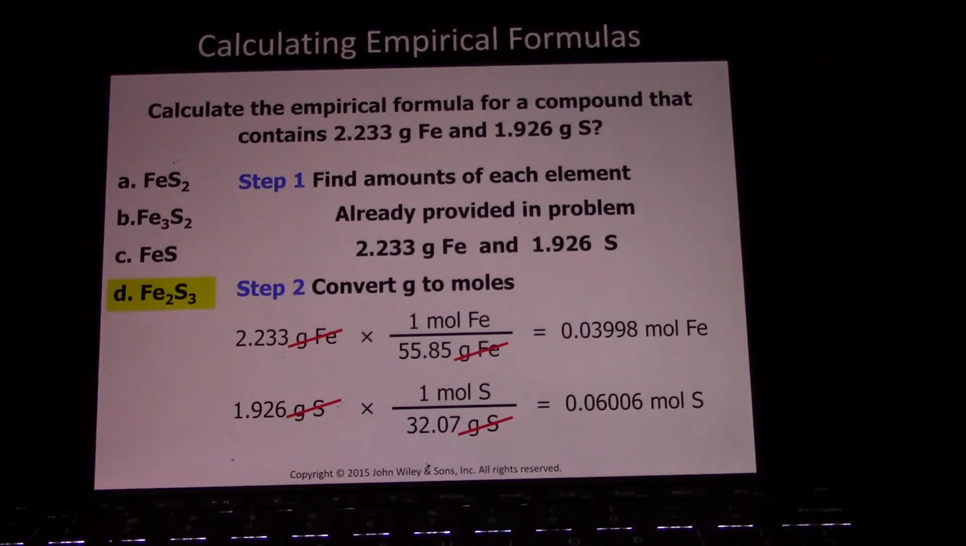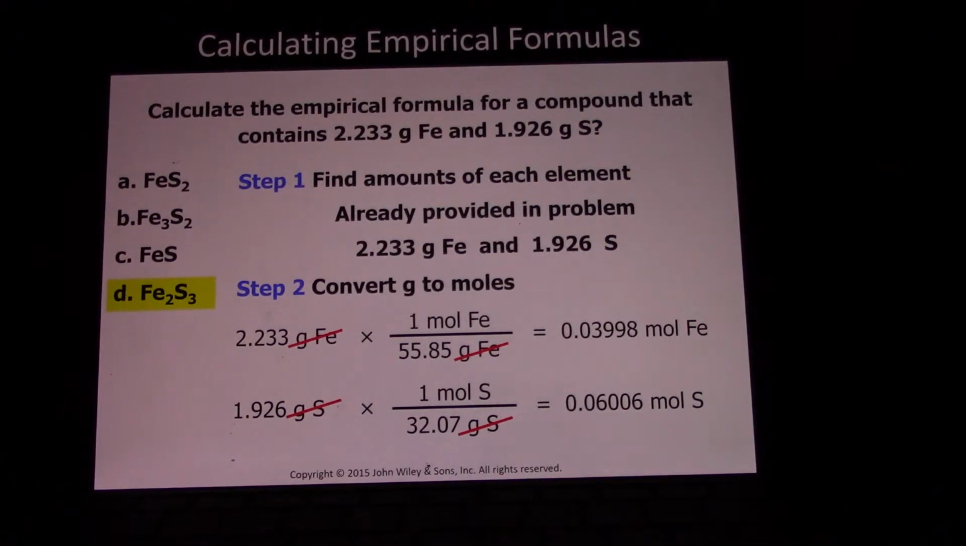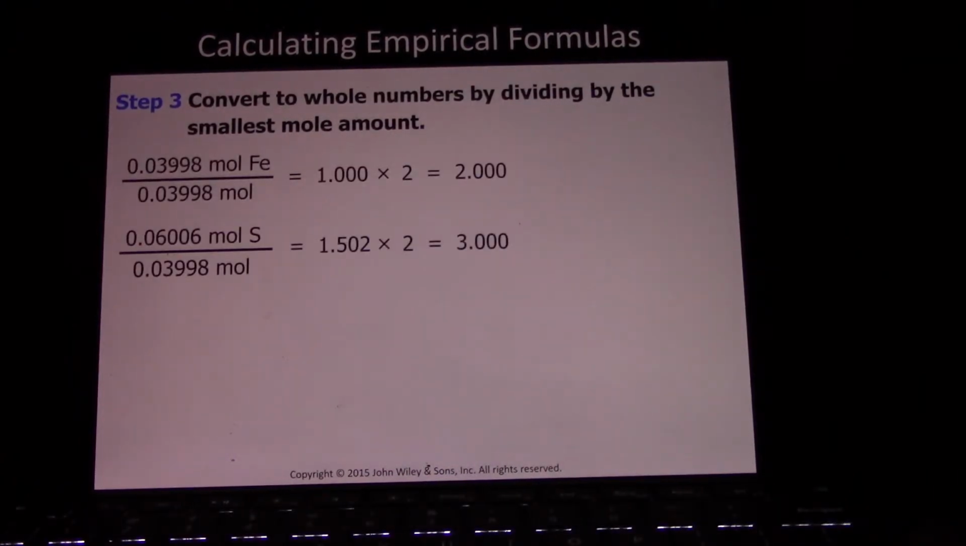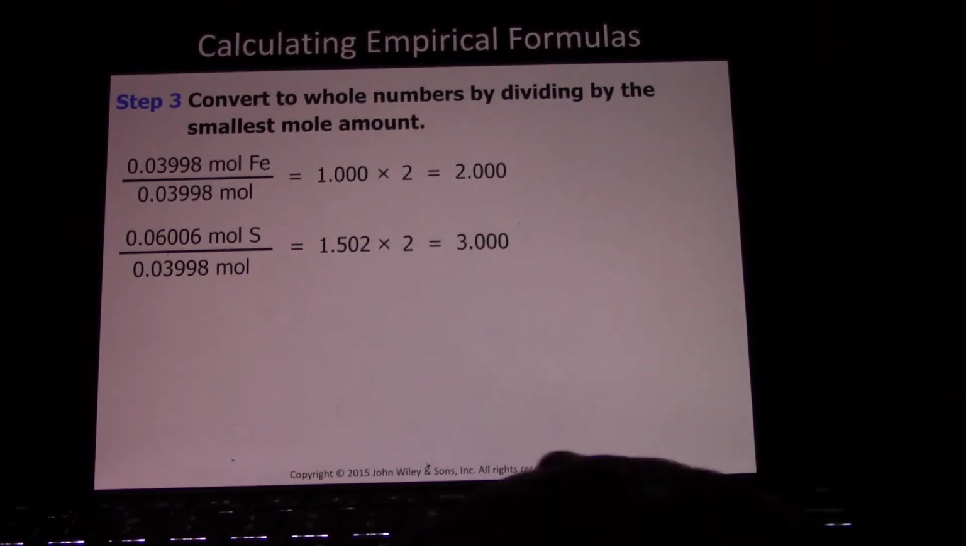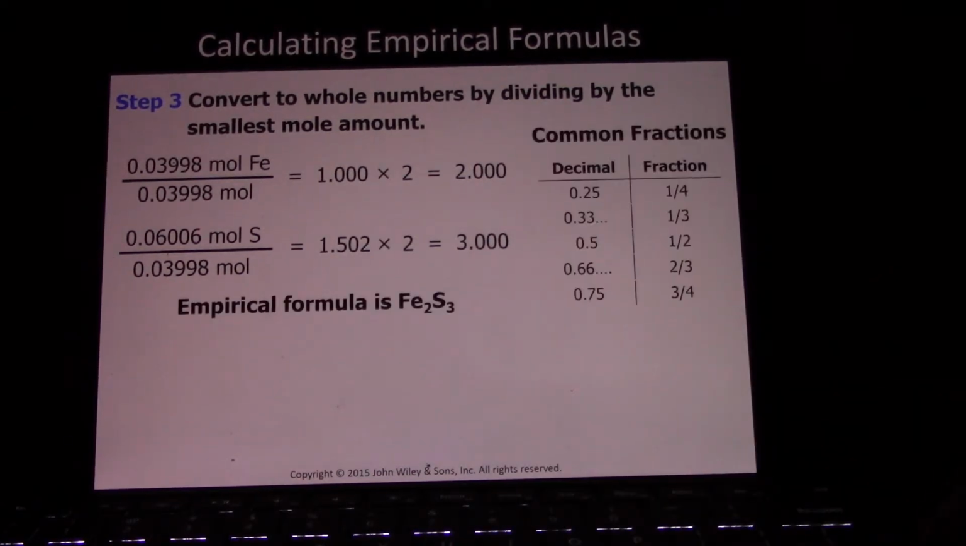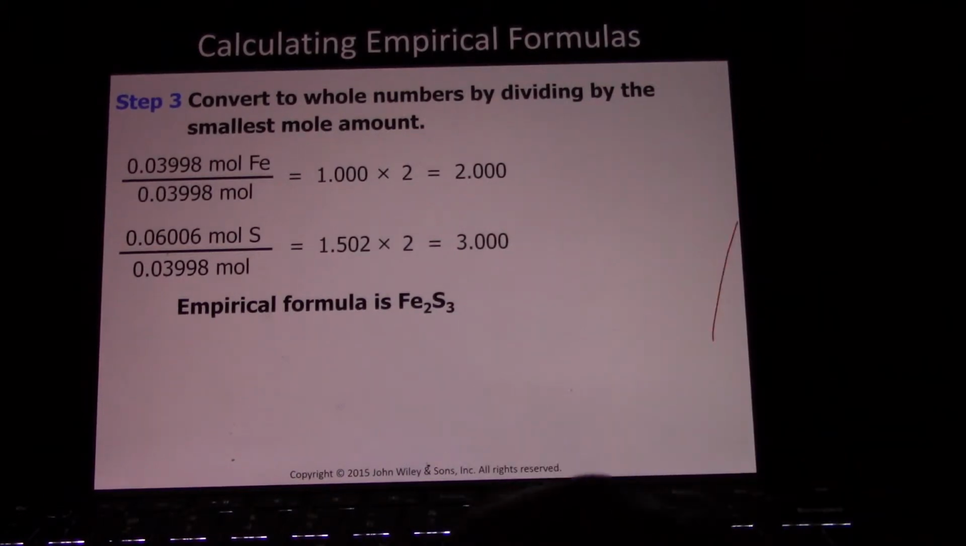0.03998 moles of iron and 0.06006 moles of sulfur. And we divide them both by the smaller number, 0.03998 moles of iron, giving us 1 to 1.5. But we cannot have a formula that looks like this.